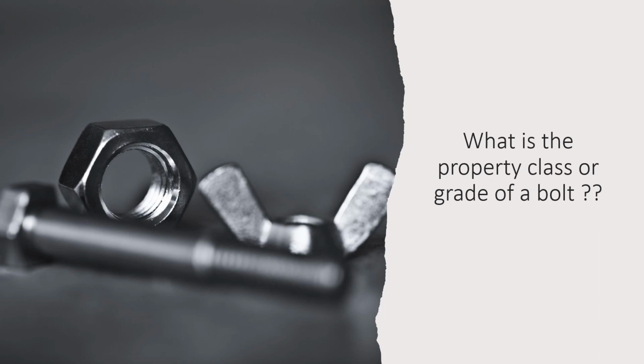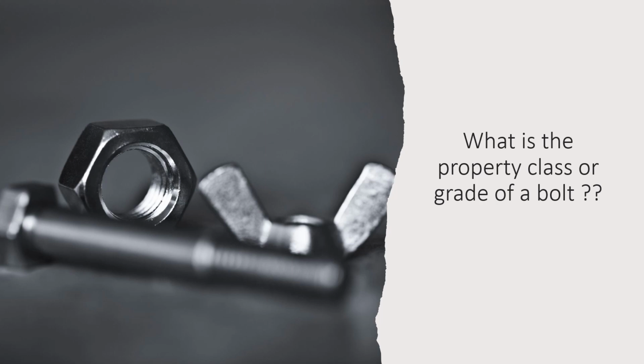What is the property class or grade of the bolt? Whether it is stainless steel or carbon steel, what is the tensile strength of that? What is the yield strength of that? What type of metal is it? All these things are usually marked on the bolt head to help you understand what type of bolt it is. Sometimes the threads, for those threads, is it a coarse thread or a fine thread? All this information, you will find written on the bolt head.